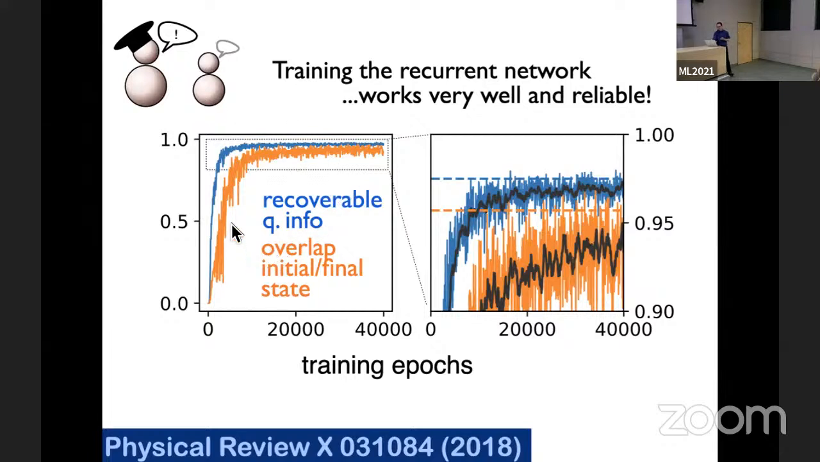We have here 2 measures of the quality, so to speak. There's recoverable quantum information that I already showed you, and the simple overlap between initial and final state as they evolve during the supervised training of this secondary network, and it becomes better and better. So that's good, but it works really nicely.